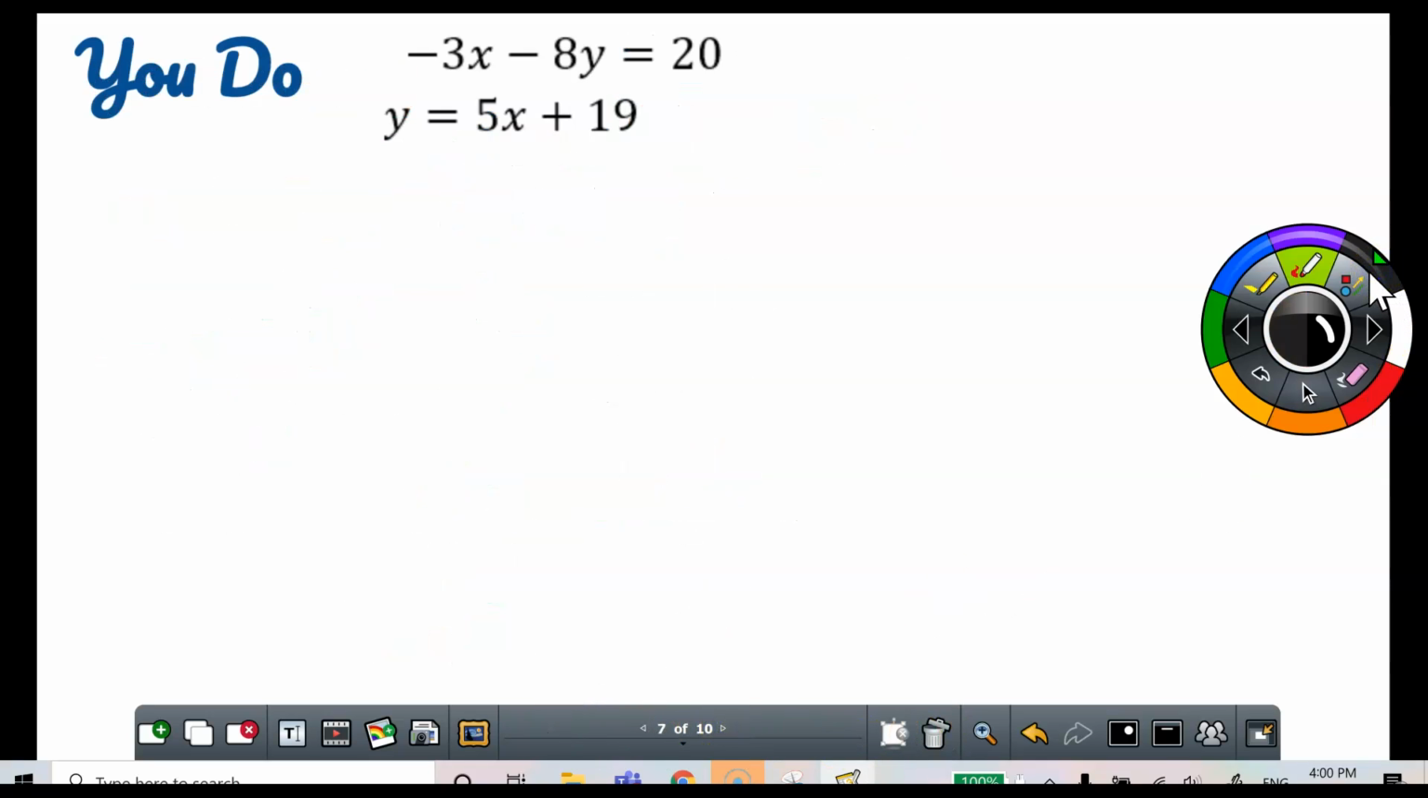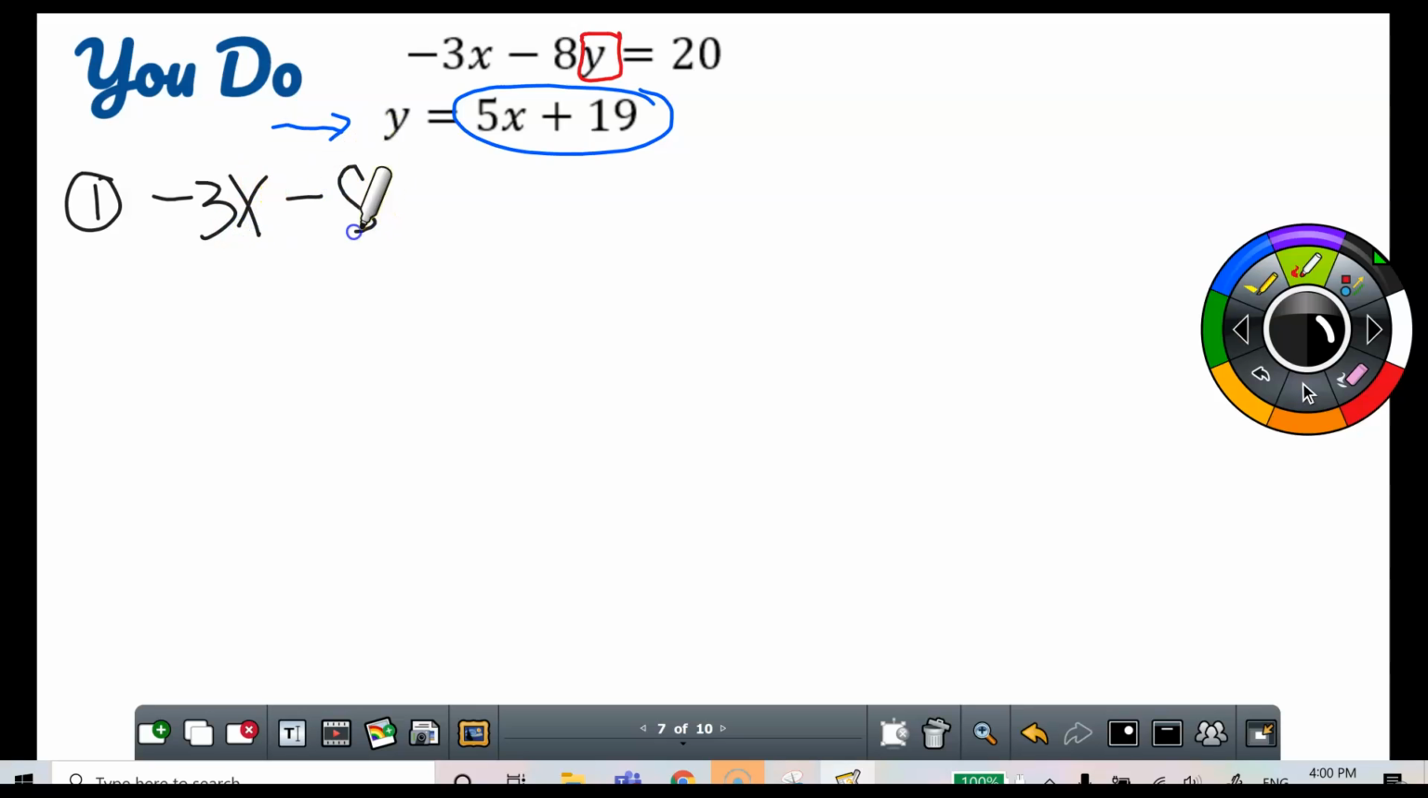Last one. So the second equation gives you this information. Y can be exchanged or substituted by the big guy here. And in the first equation, you look for y. And rewrite the first equation. Negative 3x minus 8. When you see y, substitute it by the representation of it. And copy the rest of the first equation.